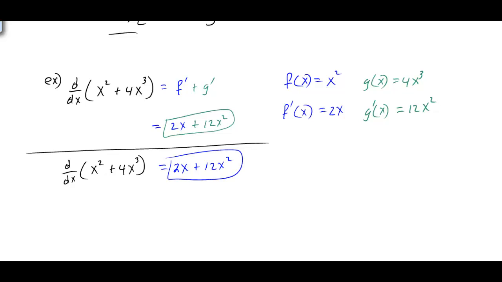Okay, so when I was writing all of this stuff out over here, that's just giving you a visual example of what we're doing, but you do not need to write all of that out. You just simply take the derivative of each of these terms separately. So x squared would be 2x, and then 3 times 4 is 12x squared.